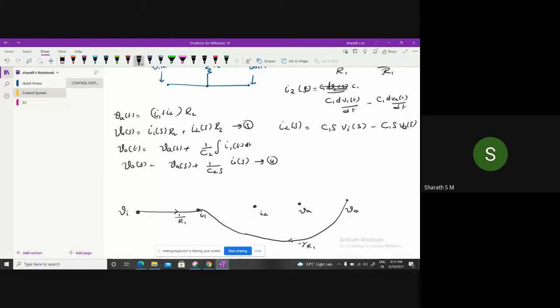The same way, the second one: I2 is equal to C1 into dV, C1 into VI. So from VI to I2 is a forward path. C1S is the gain, minus C1S into VA. So from VA it's a negative path, a feedback path.